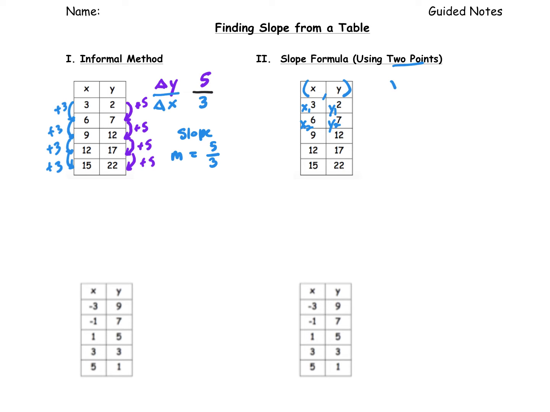And if you recall, the formula says that we start with y2 minus y1, which is a change in our y's, and then I take my x2 value and subtract my x1 value. So y2, we've said, is our number 7, and then we're supposed to subtract our y1 value, which is 2.